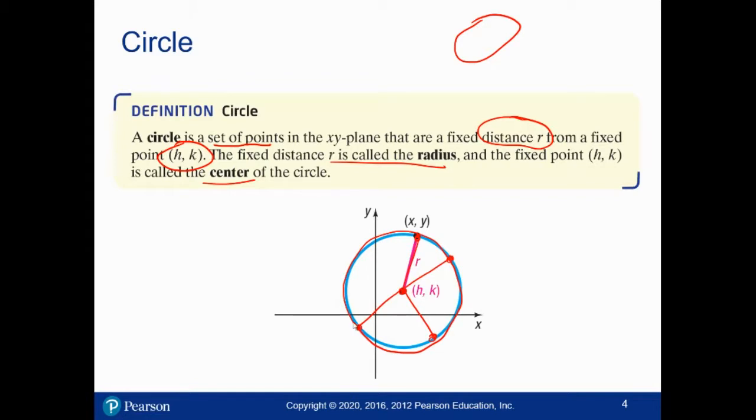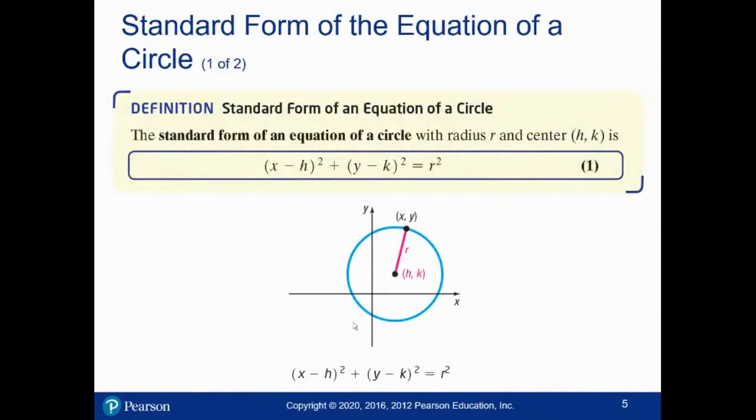What is a circle in math? A circle is all points whose distance to a given center is the same, and that distance is called the radius. Okay. Now, the standard form of a circle of radius r and center h, k is given right here.